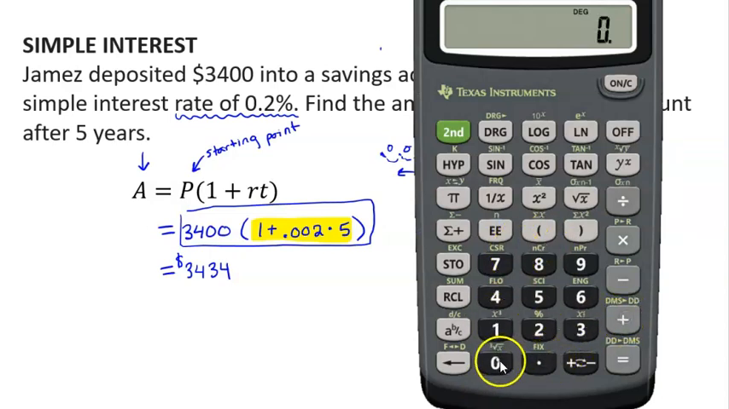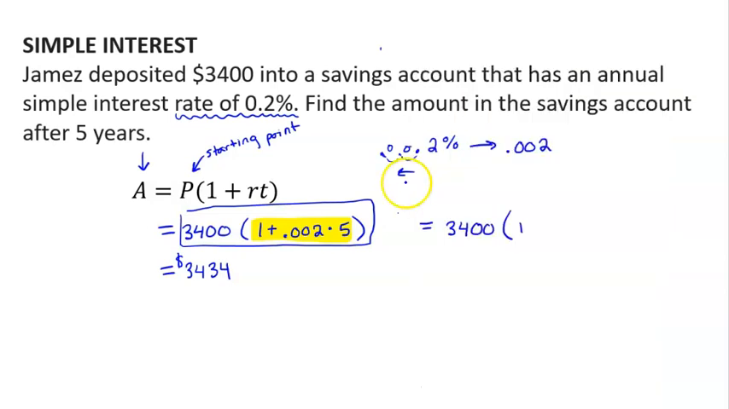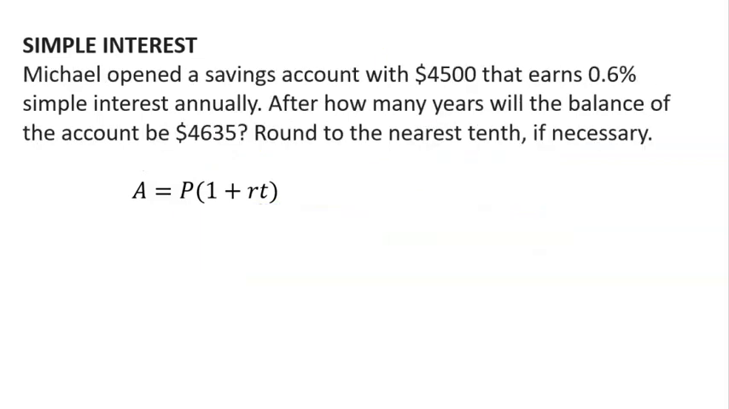So if they ask you for an equivalent expression, you might see something like 3,400 times that 1 plus 0.002 times 5, which gives us 1.01. And so you might see it like this, where they're asking you for an equivalent expression. Both of these would give you the same answer. So just keep that in mind if they are asking you for different ways of writing the same equation. All right, let's try another one.